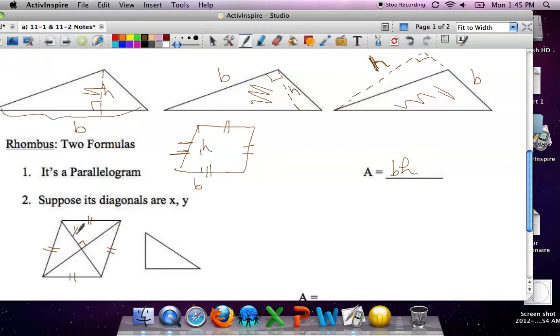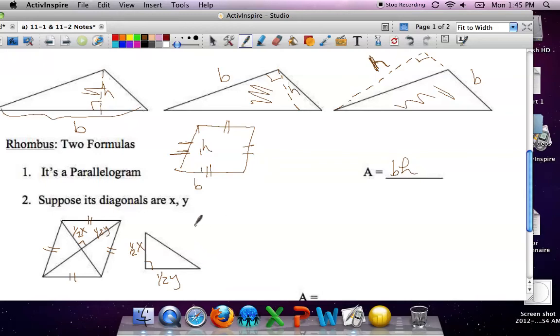Are they related to each other? Well, this has a length of 1/2 x. This has a length of 1/2 y. And so on, and so on. So by side-angle-side, or hypotenuse-leg, or however you want to think about it, all of these 4 triangles are congruent to each other. So there are 4 right triangles where the height is 1/2 x and the base is 1/2 y.